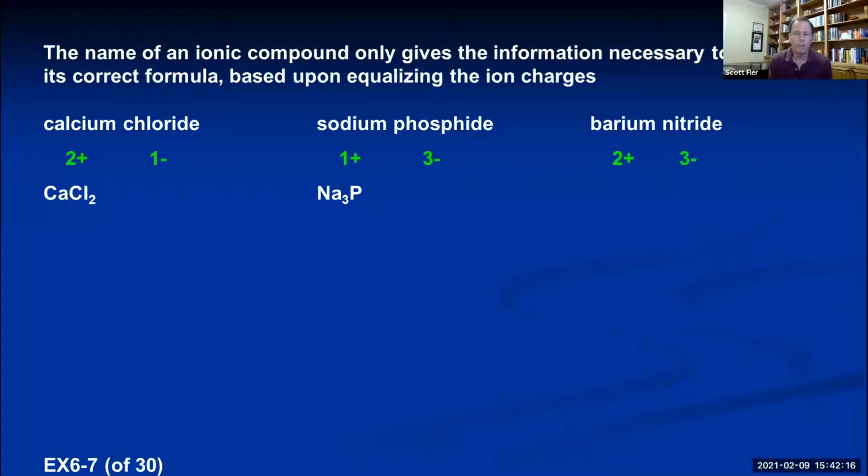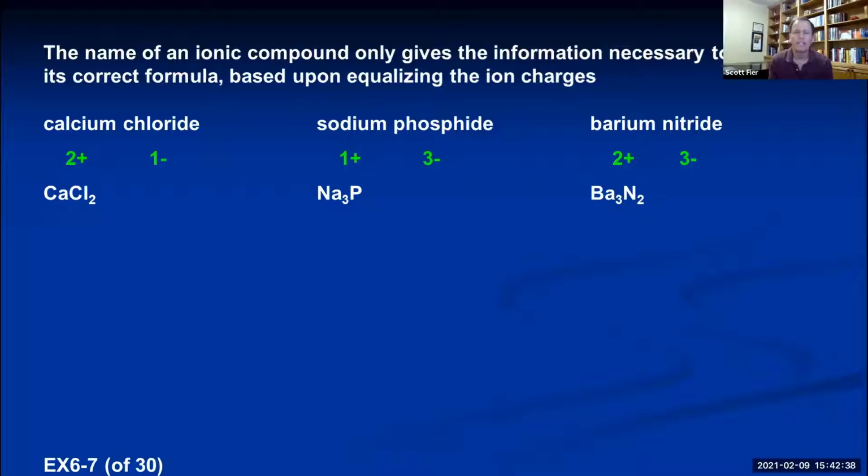And the only way you can make these charges add up to 0 is by finding a common multiple. The common multiple between 2 and 3 is 6. So how many bariums do you need to make positive 6? You need 3 of them. How many nitrides do you need to make negative 6? You need 2 of them. The formula is Ba3N2. Okay? So hopefully this isn't too bad.